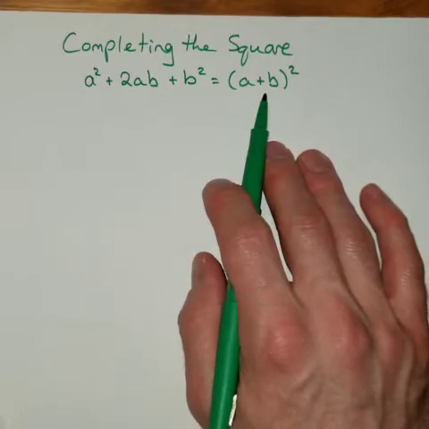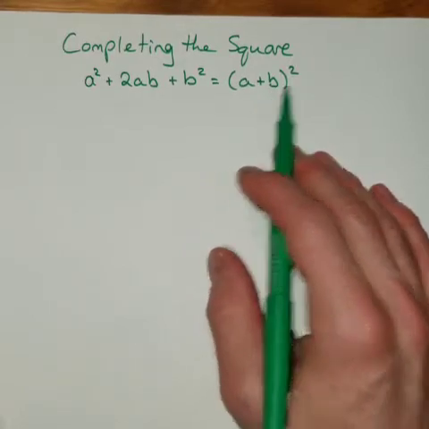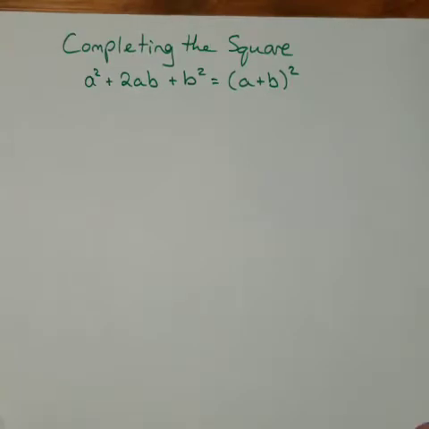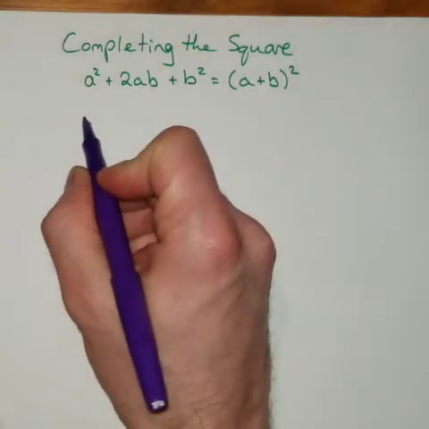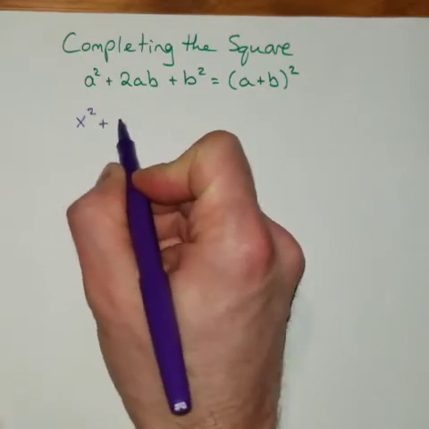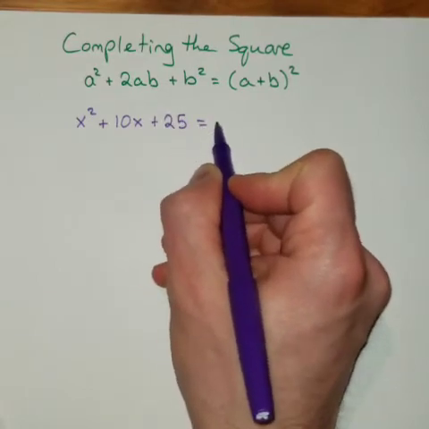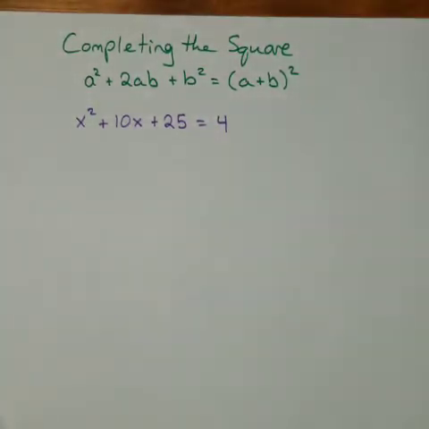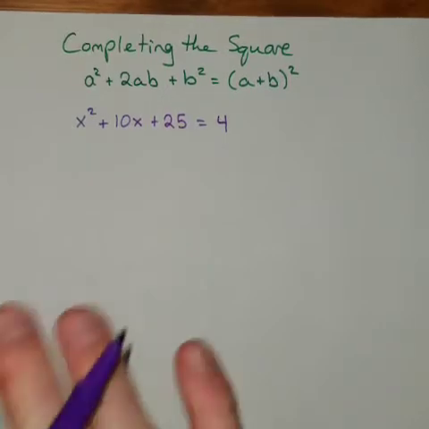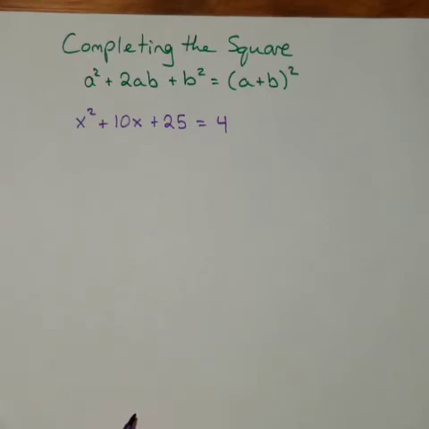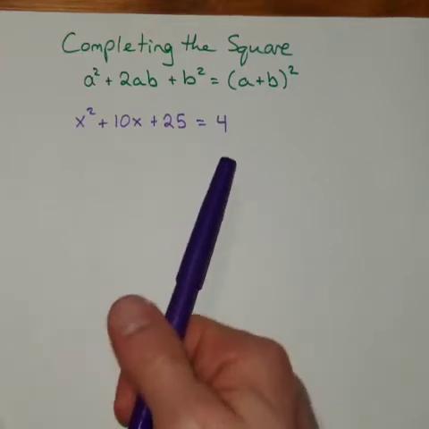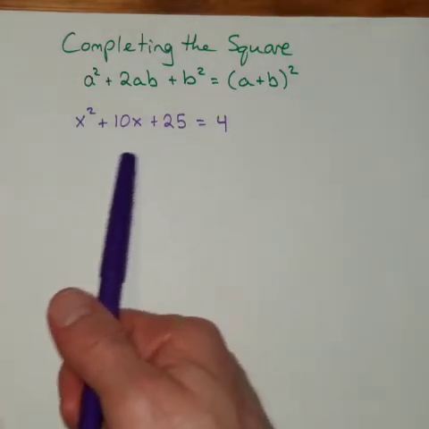Okay, and so just a quick example, this is a very basic one. Something like x squared plus 10x plus 25 equals 4. Well, this is a quadratic equation. We learned how to solve these using factoring back in chapter 5 or something. It's been a while now. And to do that, you would move the 4 over, get a 0 on one side, factor and solve.